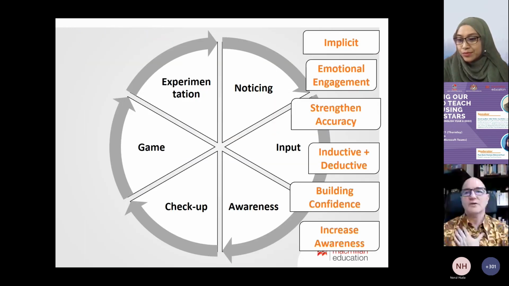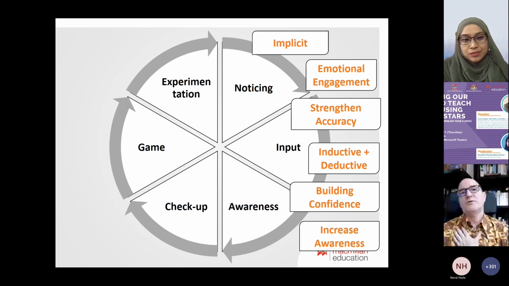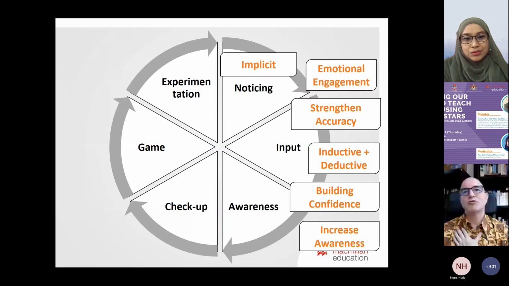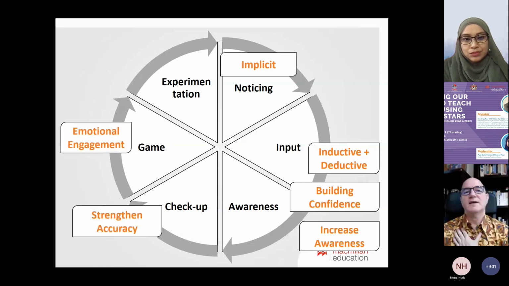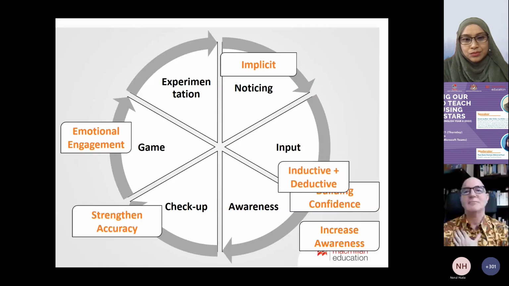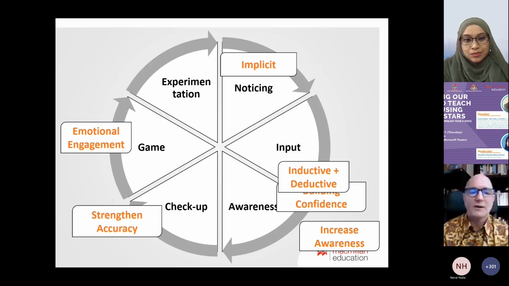So just to quickly check, when we think about our aims, our noticing is implicit, emotional engagement is tied to the game, accuracy is our checkup, inductive and deductive input. So this is when we think about noticing as well, is inductive, build confidence and increase awareness in our awareness stage.